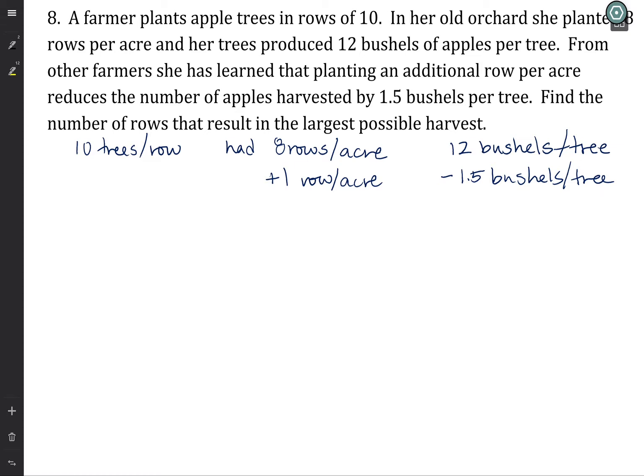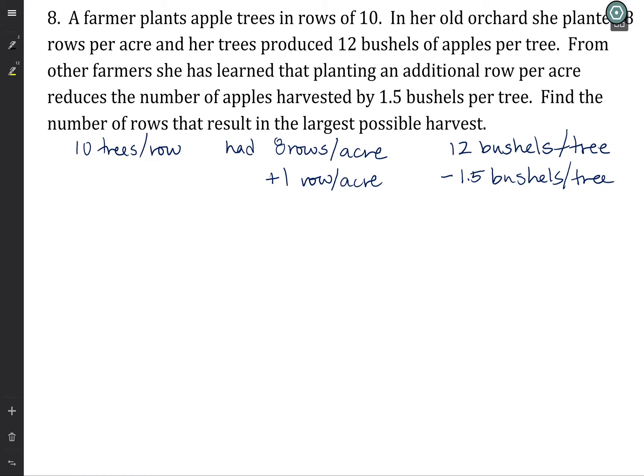So we're going to assume this pattern goes both directions. If we have fewer rows, we get more bushels per tree. So basically what we're saying is the more crowded it is, the lower your yield per tree is, but there's kind of a balancing out again, right? More trees is better, but we have to balance that with fewer bushels per tree. If we do less trees, that seems worse, but if we're getting more apples per tree, it could be better. So that's what we're trying to do. So her largest possible harvest.